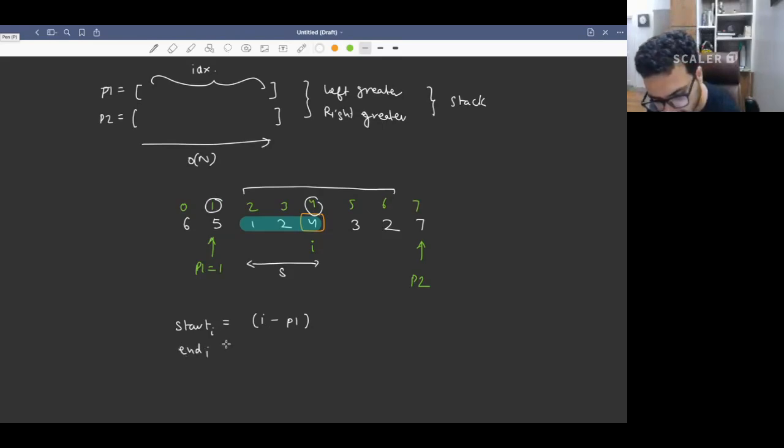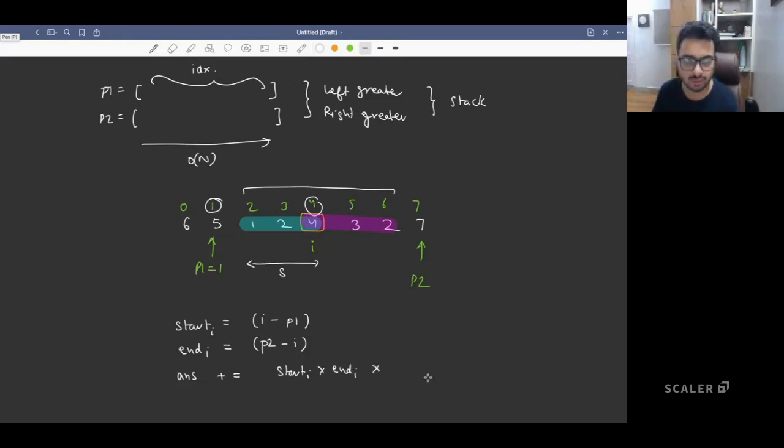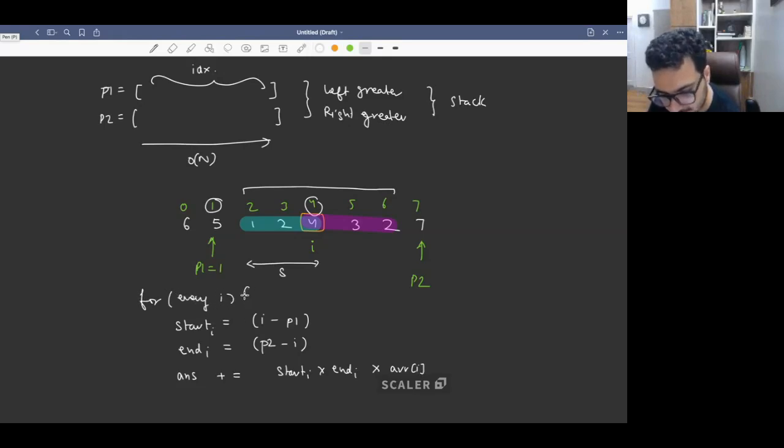What is the end of i? In how many ways can I choose the end of the subarray so that 4 is the largest element? Everything from the ith index to before the p2 index. So 7 minus 4. That's correct. So it is nothing but p2 minus i. So what will I include in my answer? Start of i into end of i into the contribution, the array of i. Do it for all i. Khatam.